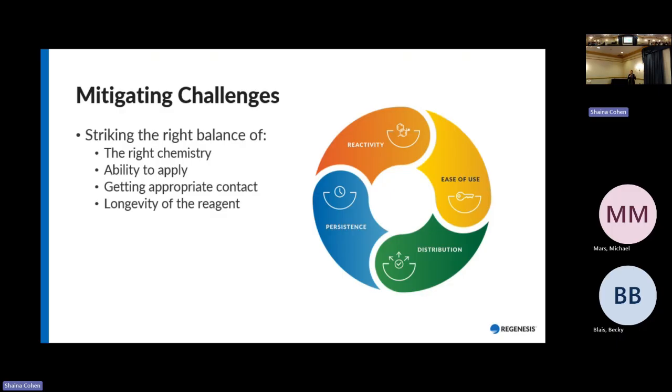But then, there are some more logistical things, right? Are you able to actually apply it on the site here and able to get that appropriate contact into the subsurface? And then ultimately too, what's the longevity of the reagent that's been selected? Some of that back diffusion is always going to happen, and the longer lived your remedial reagent is, the less you see those effects.